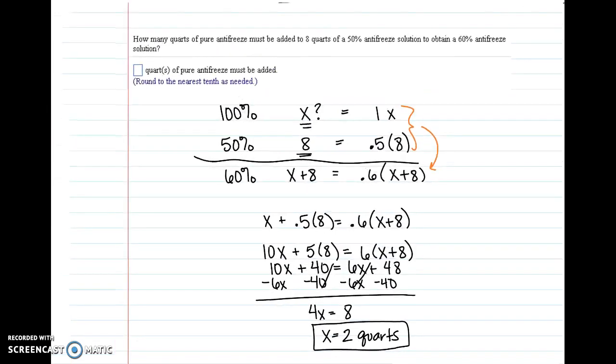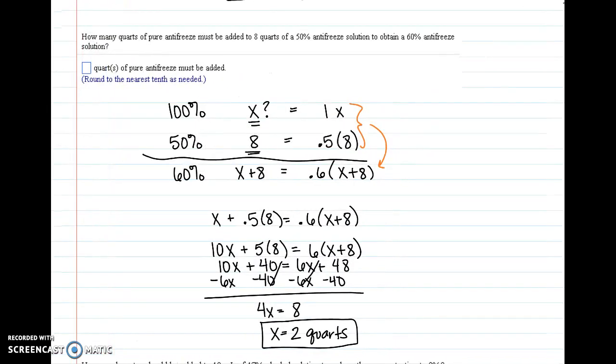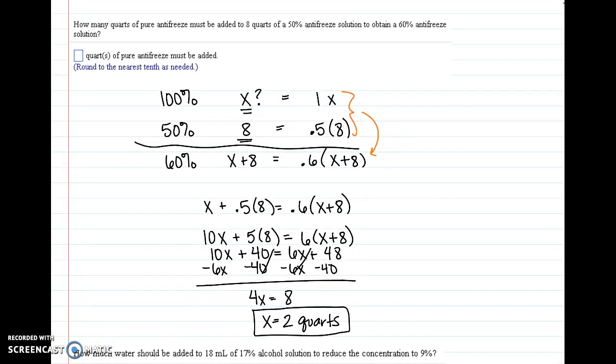So did I answer the question that I was asked? How many quarts of pure antifreeze? 2 quarts. 2 quarts of pure antifreeze would be added to get my desired 60% solution.